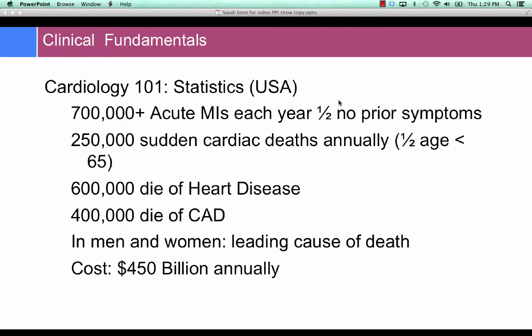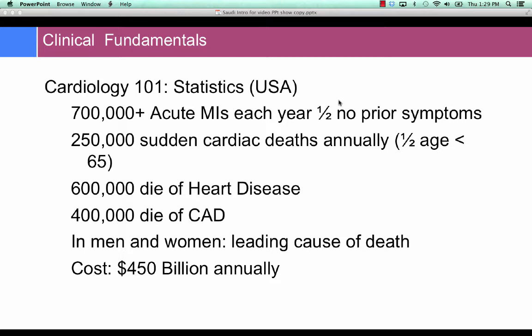First, some clinical fundamentals. This is a tool meant to study an incredibly important disease throughout the developed world and the underdeveloped world for that matter. These statistics are American statistics, but they would probably apply in similar percentages to the population in your country. In a country of about 300 million people, about 700,000 acute myocardial infarctions occur annually, and half of the time these are fatal events that occur with no prior symptoms.